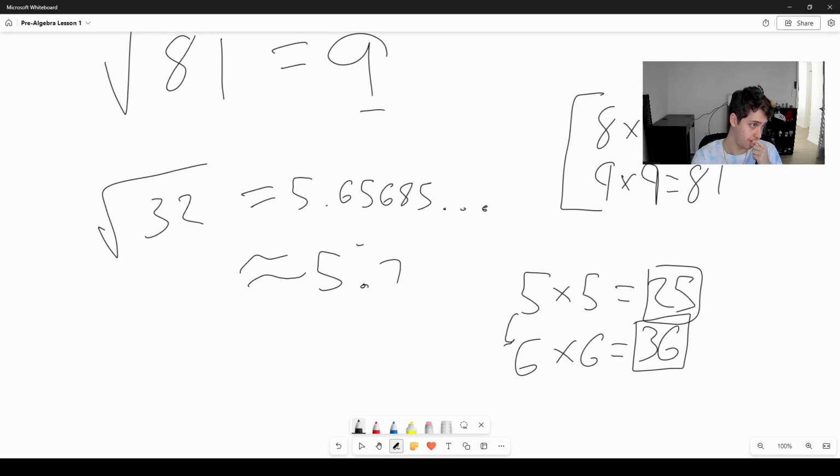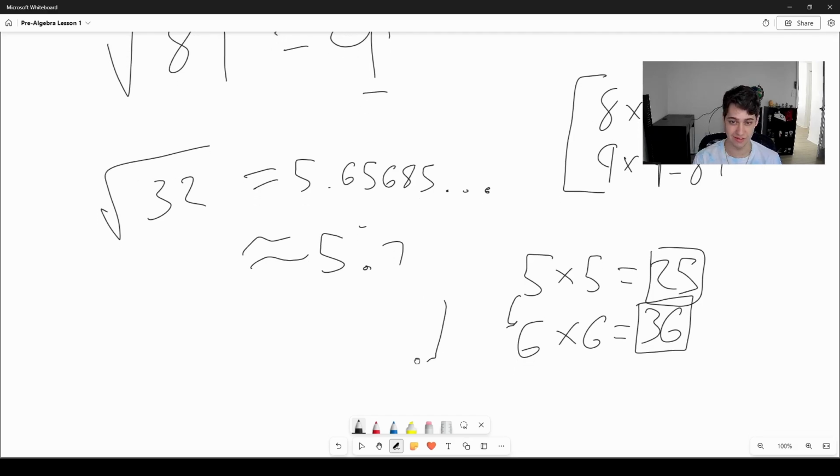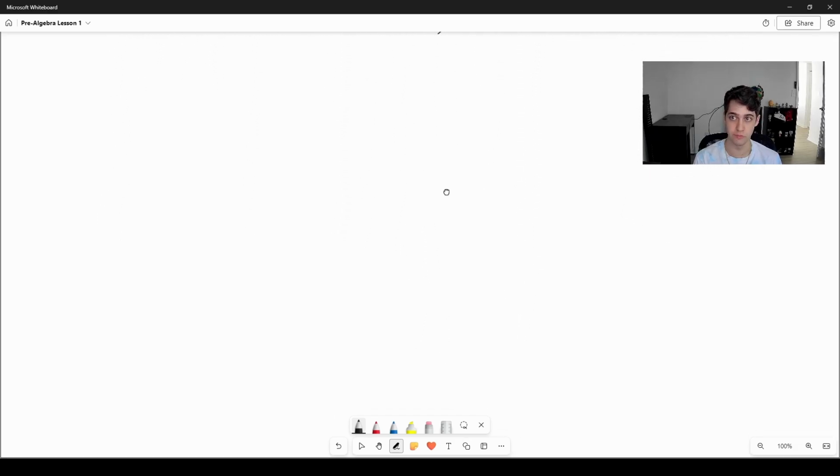Let's see. Cube roots. I forgot to talk about cube roots. Cube roots are the same idea. Everything I just talked about applies to a cube root.